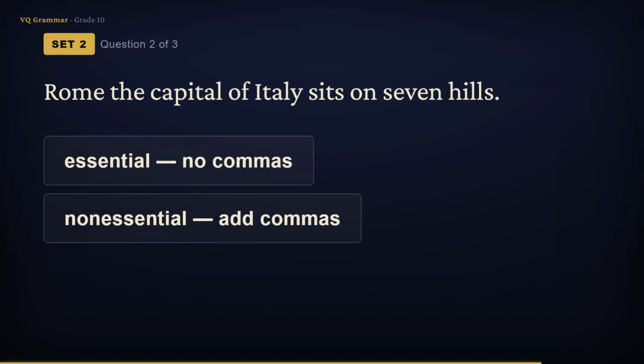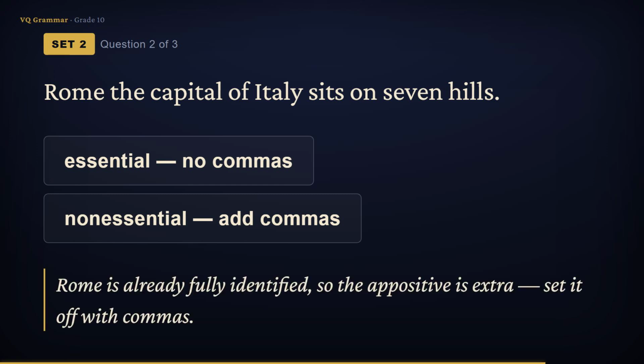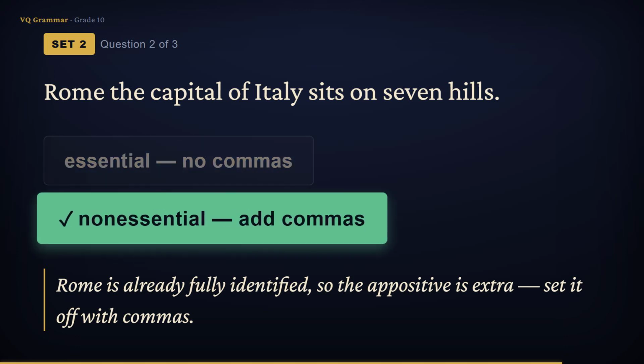Rome, the capital of Italy, sits on 7 hills. Lift the appositive out. Rome sits on 7 hills. Do we still know exactly which place? Of course we do, because there is only one Rome. That means the capital of Italy is extra information, and it needs commas around it. The answer is non-essential, add commas.